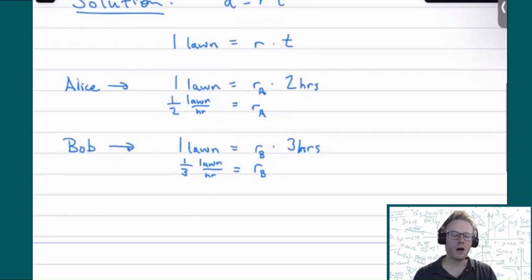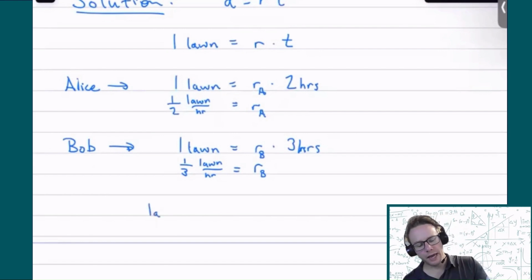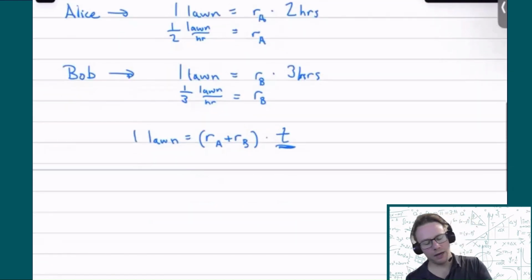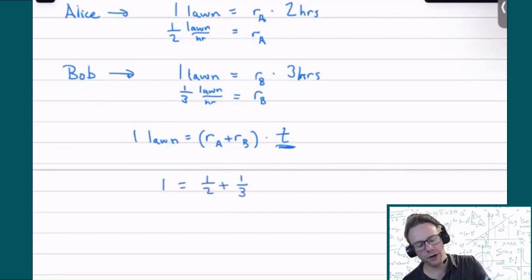And so again, our ultimate goal is to figure out, if they work together and we had one lawn being done by both Alice and Bob together, how long does it take? What is that time value? Well, now that we know what the rates are for Alice and Bob, we can go ahead and plug these things in. So we have 1/2 plus 1/3.